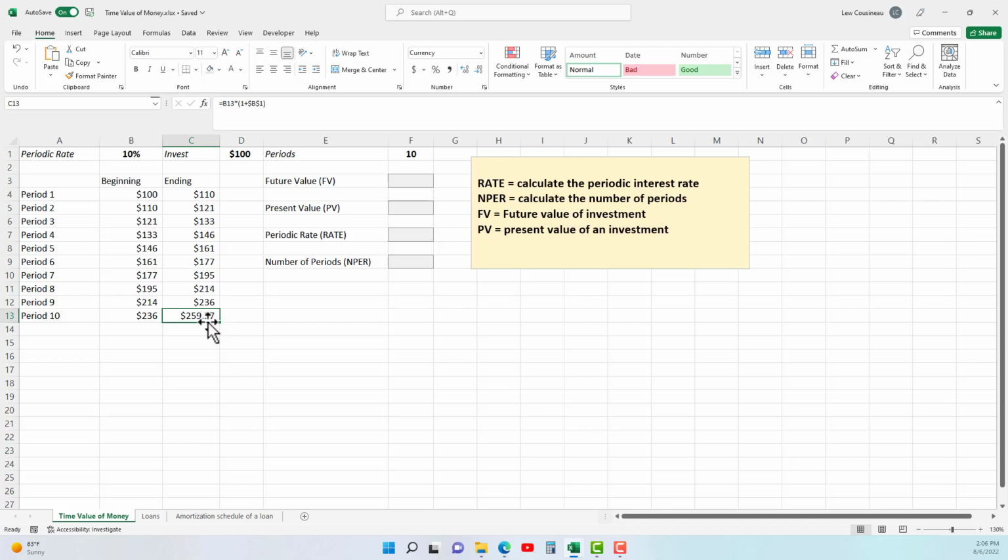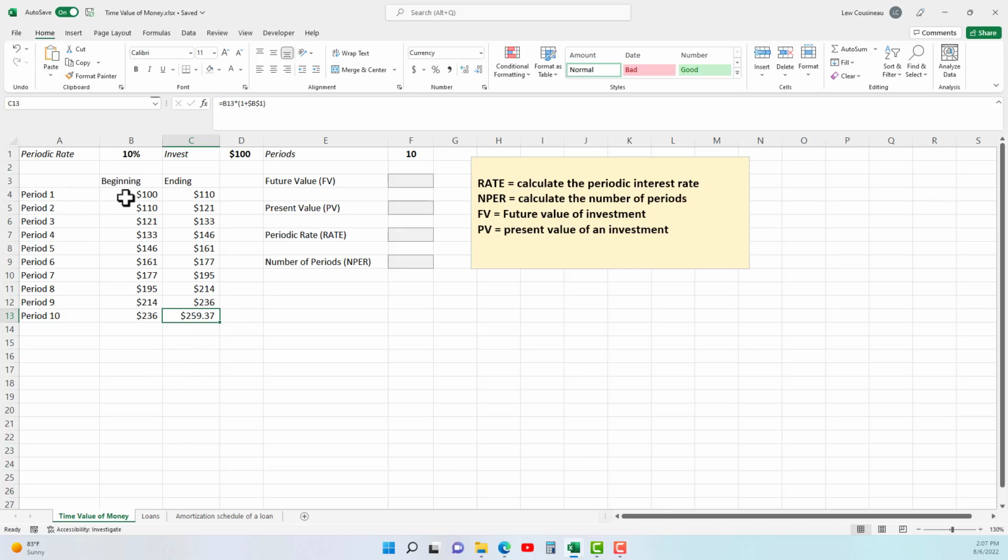So we were able to more than double our money over 10 periods if we were earning a 10% interest rate. So given a 10% interest rate, $100 today is worth $259.37 10 periods from now. Let's just say this is years, so 10 years from now. Or another way of saying that is $259 in 10 years would be worth $100 today.